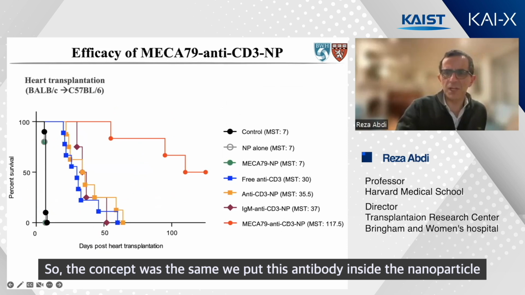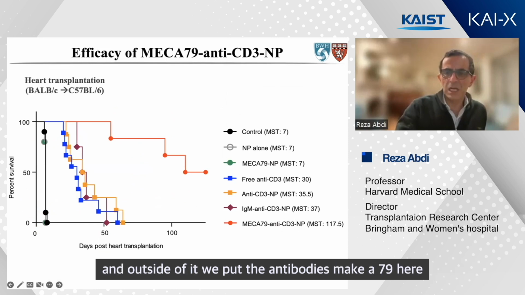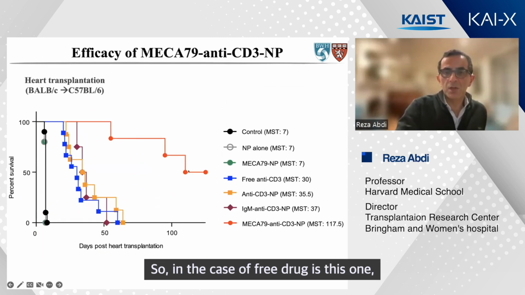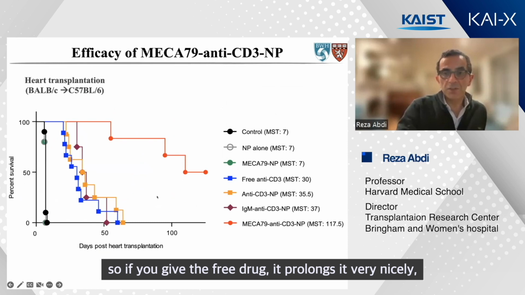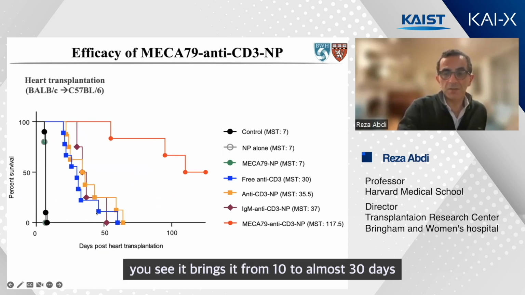We put our antibody inside the nanoparticle, and outside of it, we put our antibody, which is MECA79 here. So in the case of free drug, it is this one. Remember, as I said, these mice rejected on day 10. So if you give the free drug, it prolongs it very nicely. You see, it brings it from 10 to almost 30 days.